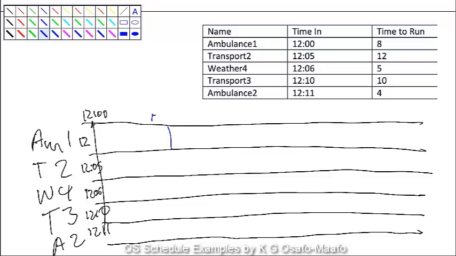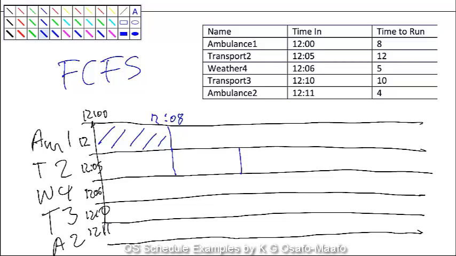So at 12:08, all ambulance 1. Since it's first come, first served, the next person to be picked would be the next person on the line, which is 12:05. It's the next person to go. And so from 12:08 until that's 12 minutes later, until 12:20.